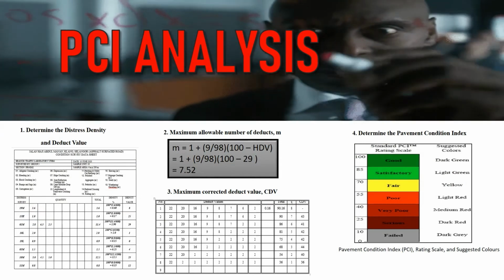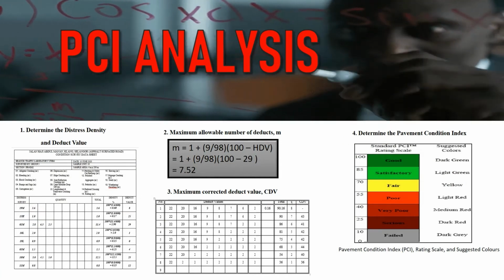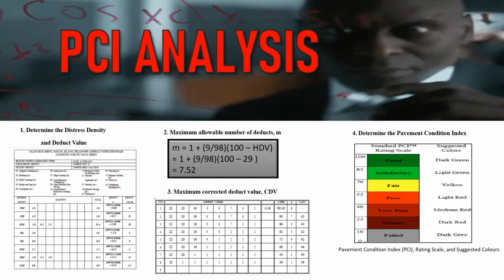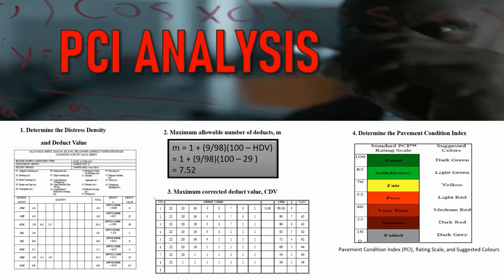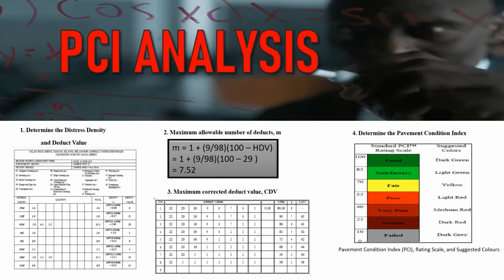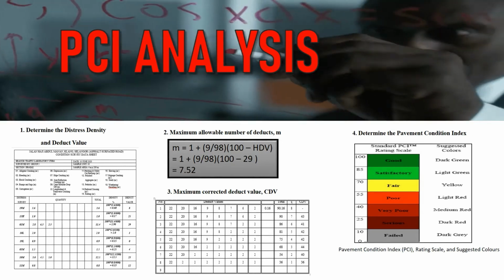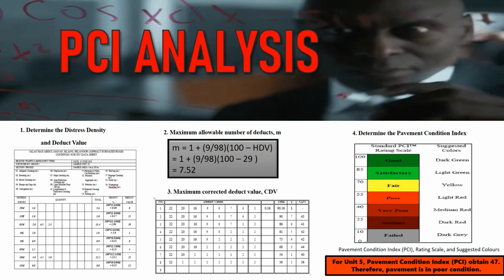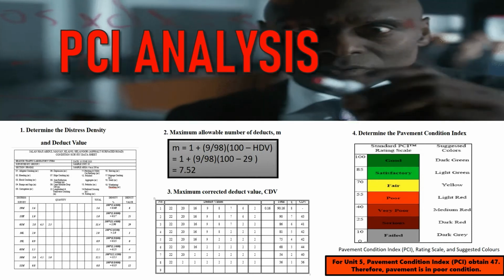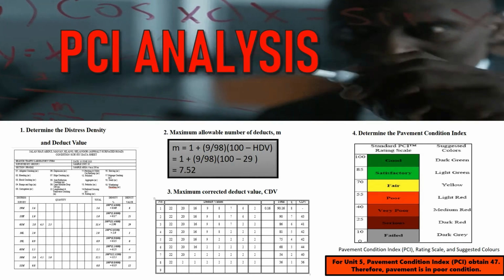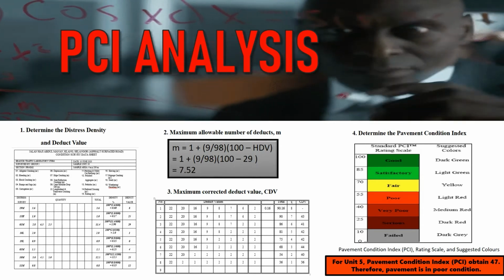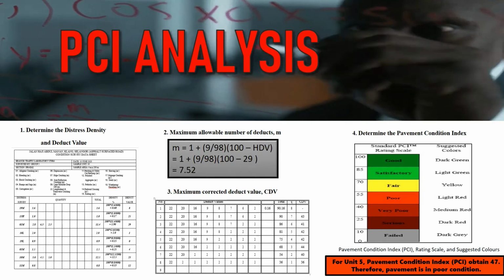To determine pavement condition index of Unit 5, distress density and deduct value are calculated. Then, calculate the maximum allowable number of deducts. By using formula, maximum allowable number of deducts is 7.52. After that, maximum corrected deduct value CDV is calculated and the value obtained is 53. Lastly, by using formula, determine the pavement condition index. For Unit 5, the pavement is in poor condition.